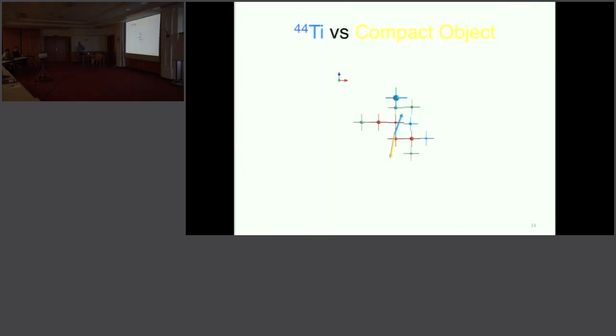The other thing that you can do, and I apologize for this being yellow, it's yellow for a reason, you can look at the titanium-44 distribution with respect to the compact object and the compact object's velocity. So the yellow arrow here is the velocity of the compact object. The cyan colored arrow is the direction of the bulk motion of the titanium.